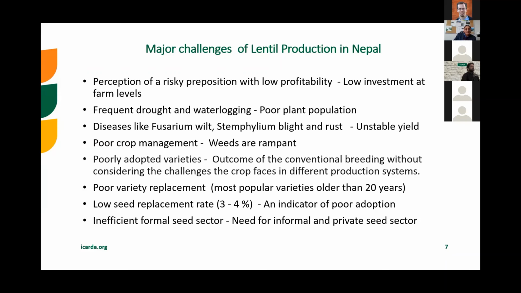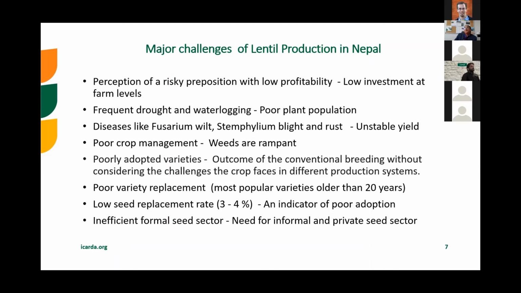As I mentioned, lentil is being grown in different systems like sole cropping, relay cropping and mixed cropping. But the varieties which are coming are the outcome of the conventional breeding programs. And here we do not take into account the challenges the crop is going to face in the mixed as well as relay cropping. So they do not perform well when they are put into those kinds of production systems. Then poor variety replacement is also another very big issue.